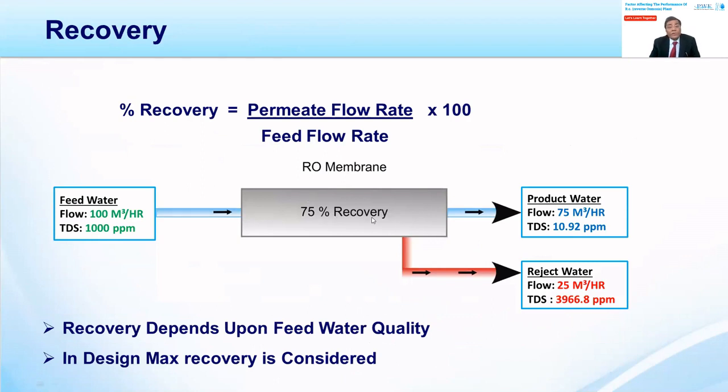So first of all, we should understand the recovery of the RO system. What is recovery? Recovery means product divided by the feed. I am giving you the example: permeate flow divided by the feed flow times 100 is the percentage recovery. If we have 100 cubic meter per hour feed and 75 cubic meter per hour is the product, it means that we have a 70% recovery. The recovery depends upon the feed water quality. In typically low TDS water, we can have a high recovery. Then in the sea water category, we have 30 to 40% recovery of the system.